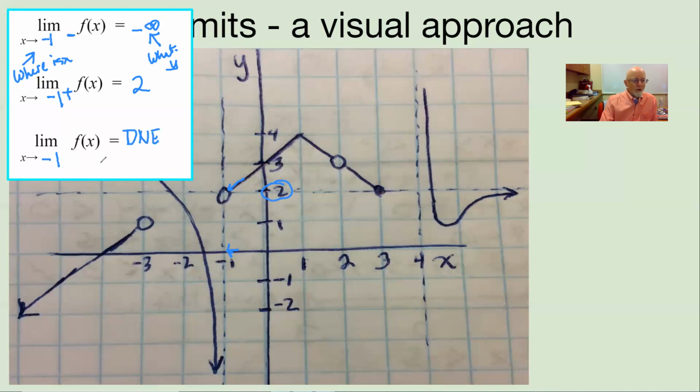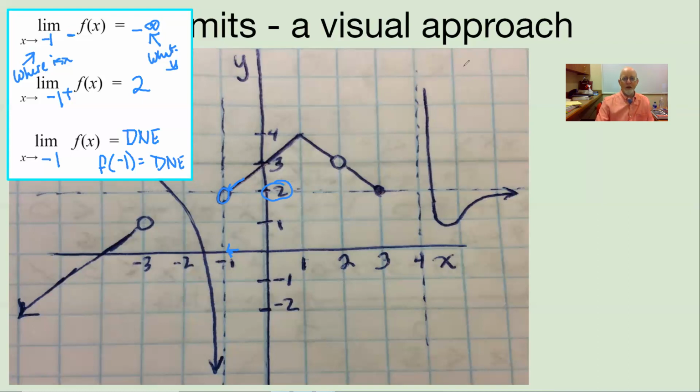Now, it might also be interesting to look at, well, what is f of -1? What is the function's value at -1? Well, it also doesn't exist because there's no particular point here. We have an open circle here. There's no value given. It's a domain restriction. All right, so there's -1.